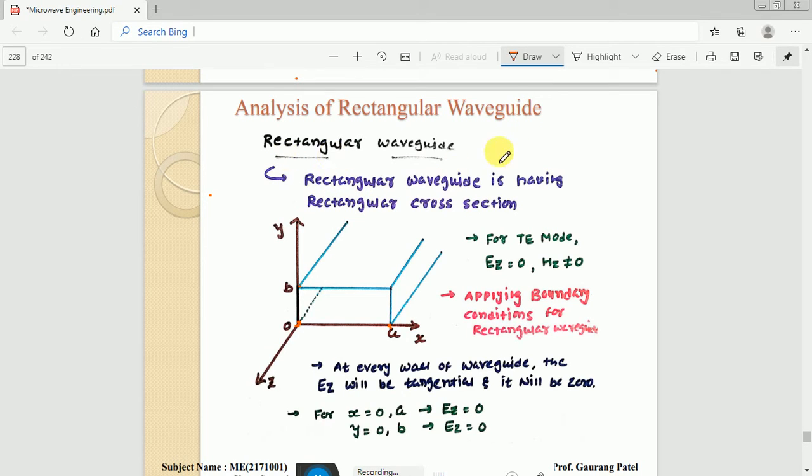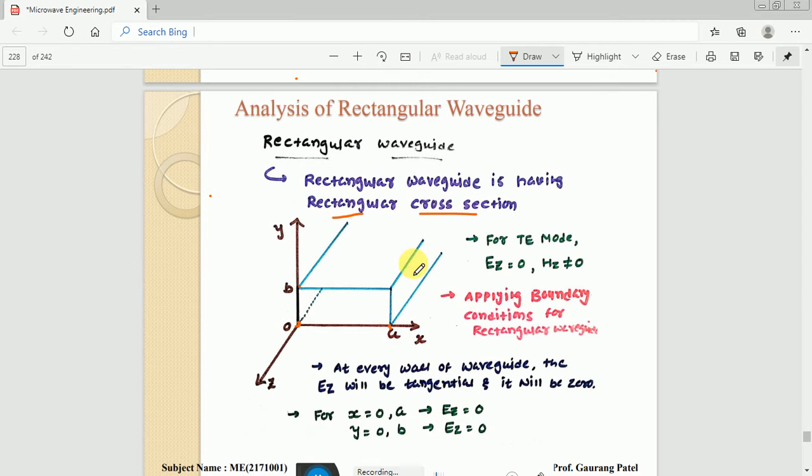Now what is a rectangular waveguide? As you can see in the figure, a rectangular waveguide has a rectangular cross section. Its width is A and its height is B. So a rectangular waveguide has width A and height B.